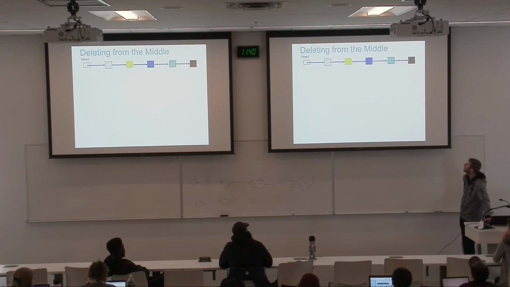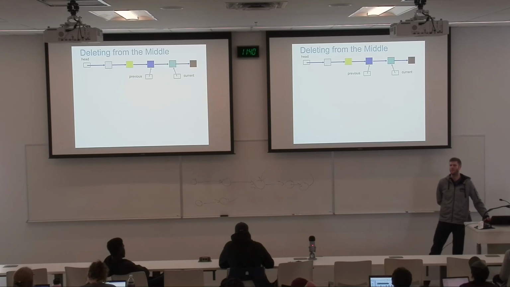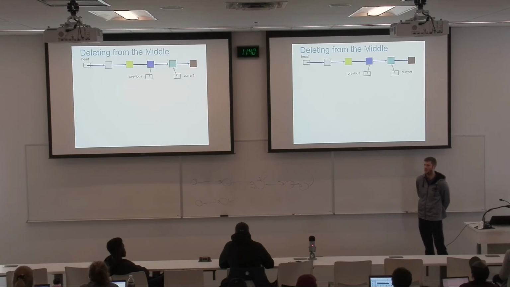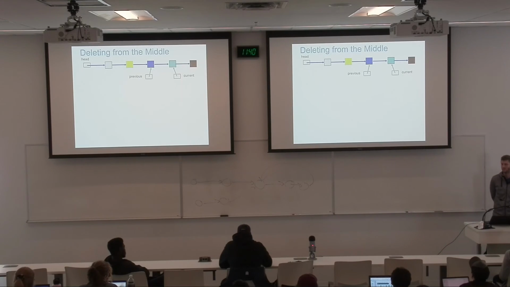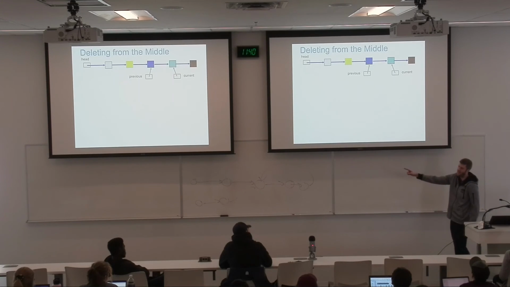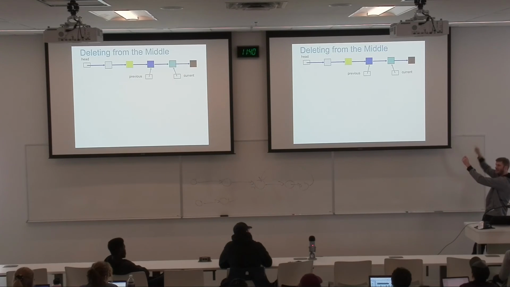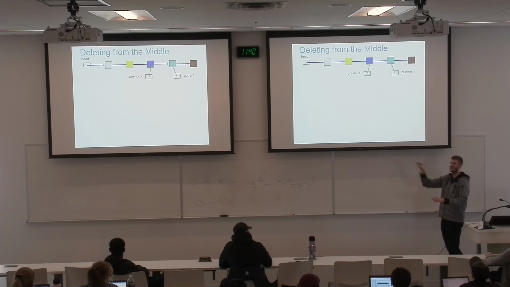Deleting from the middle. If I want to delete that, I'm going to have to find its previous. Any ideas on the easiest way to find the previous? Someone over there mentioned it a little while ago. How do I get the previous node? Yeah, it's one less. But I got to start at the beginning and keep going to the next until the next is current, exactly. So we'll do a linear search until the next one is current. And then I have a pointer to the previous.